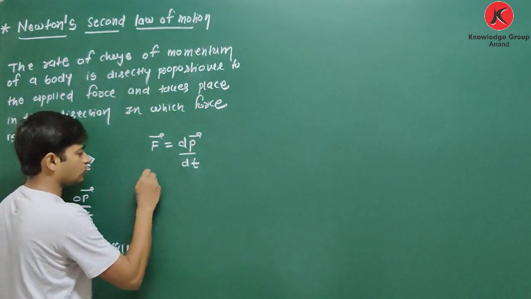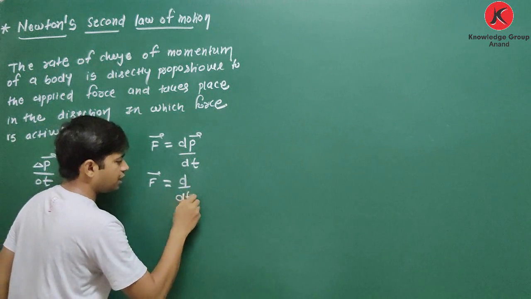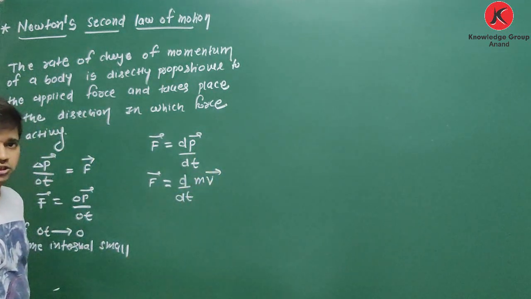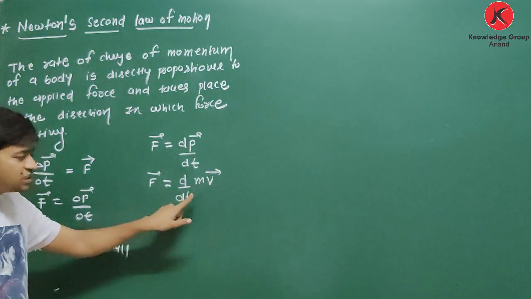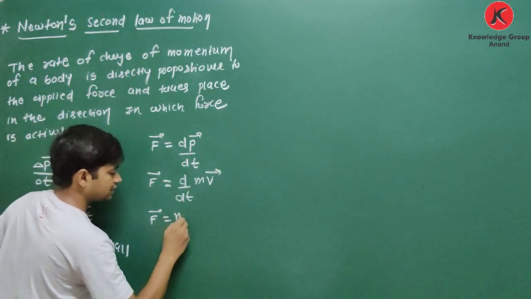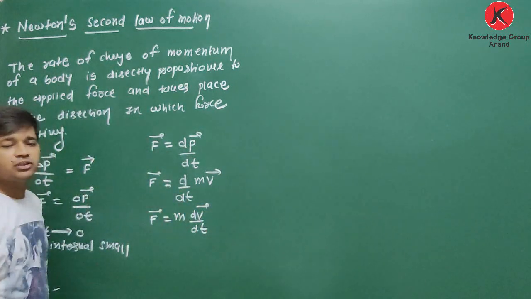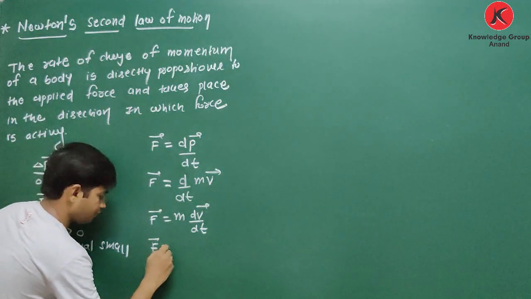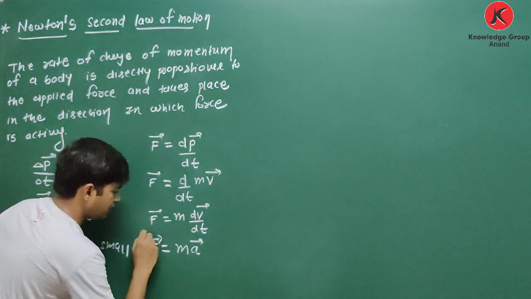See, F is equal to dP upon dt, which I can write as d upon dt of P. What is P? Linear momentum, that is mv. And mass is constant. During motion, velocity changes with time, but mass does not change. So F is equal to m dv upon dt. dv upon dt is the differentiation of velocity with respect to time, that is acceleration. Then F is equal to ma.